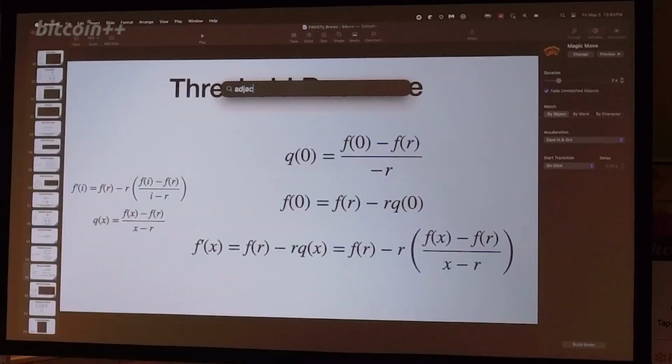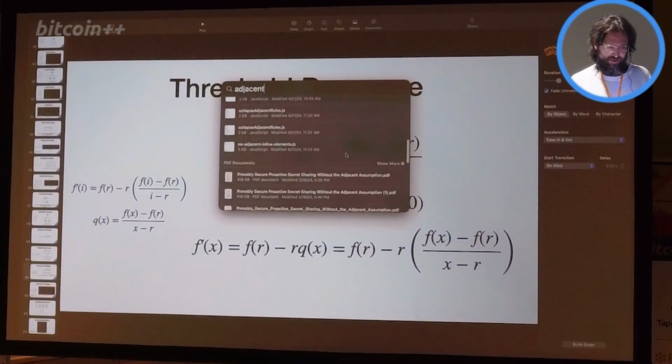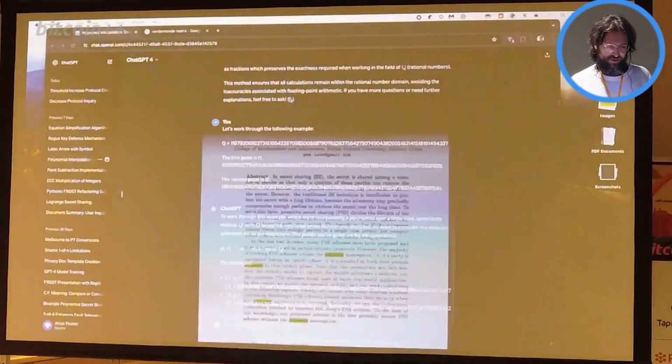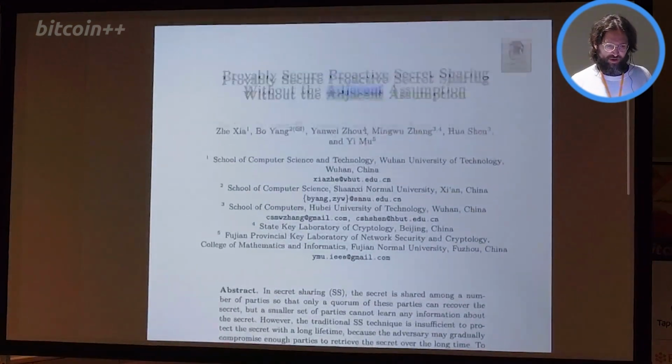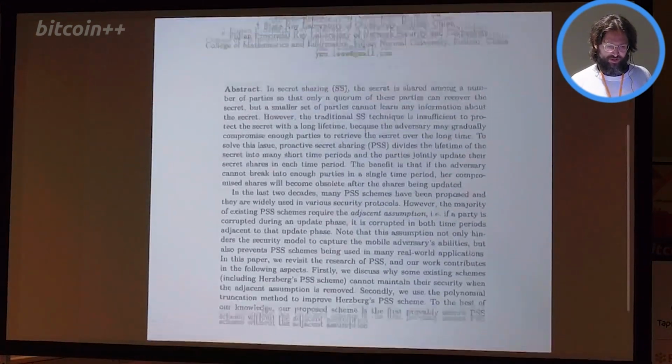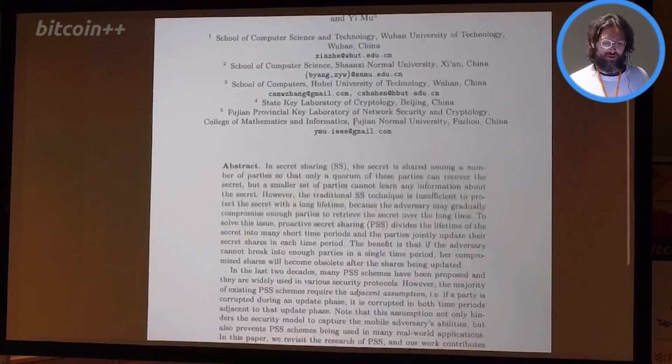Any other questions? So what was the name of the protocol that does not have the adjacent vulnerability? You said there's a new protocol. Yeah, that comes from this paper. This paper here, which was published a few years ago, in 2019: provably secure proactive secret sharing without the adjacent assumption.